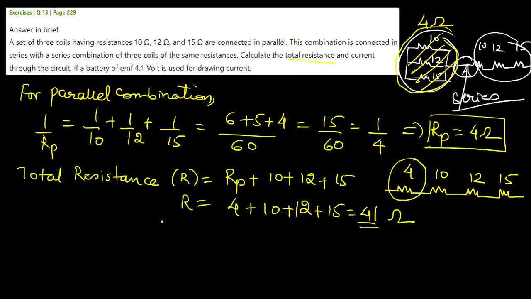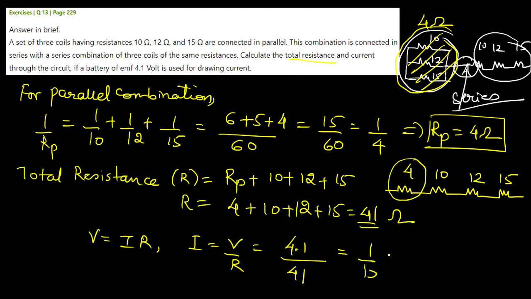This is R, and now the current. So I have V equal to IR, so I will be equal to V by R. V is given to me as 4.1 in the question. 4.1 divided by 41, that is 1 by 10. 1 by 10 means 0.1 ampere.